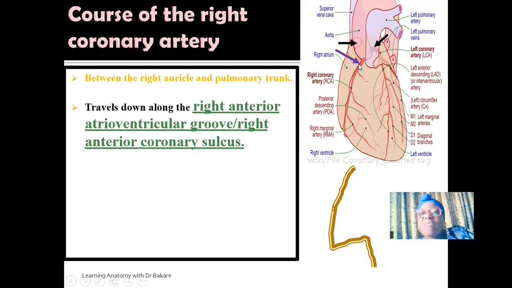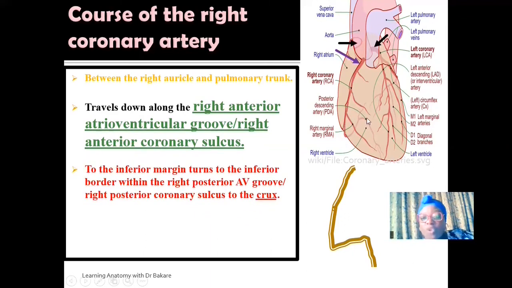And you see this right coronary artery passing through this groove, and it descends down towards the inferior border of the heart. And you see it at this region finally turns, and you see it passing through the right posterior atrioventricular groove, which is seen at the diaphragmatic surface. Remember, we tried to establish this groove during our lecture on the right atrium.